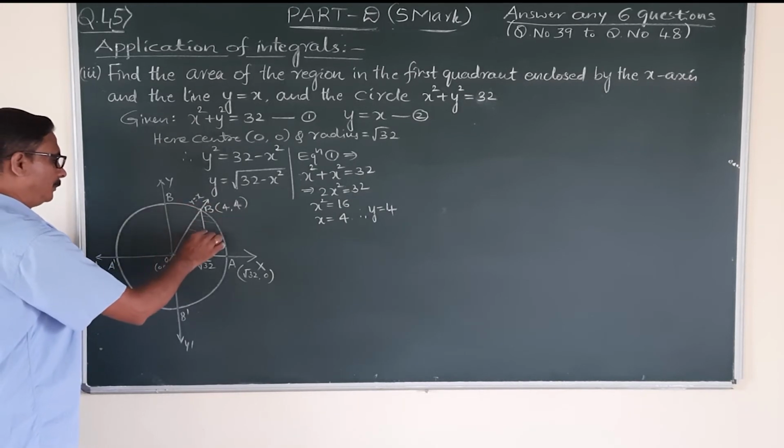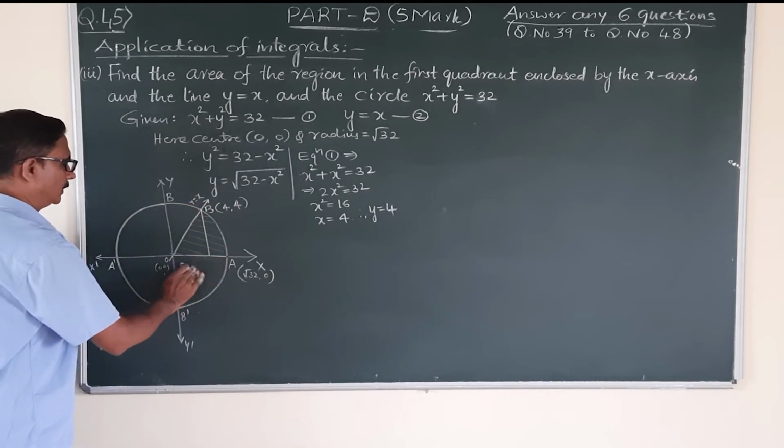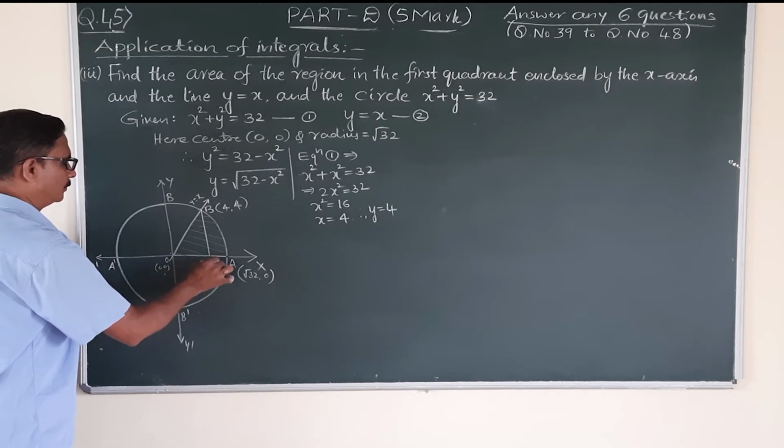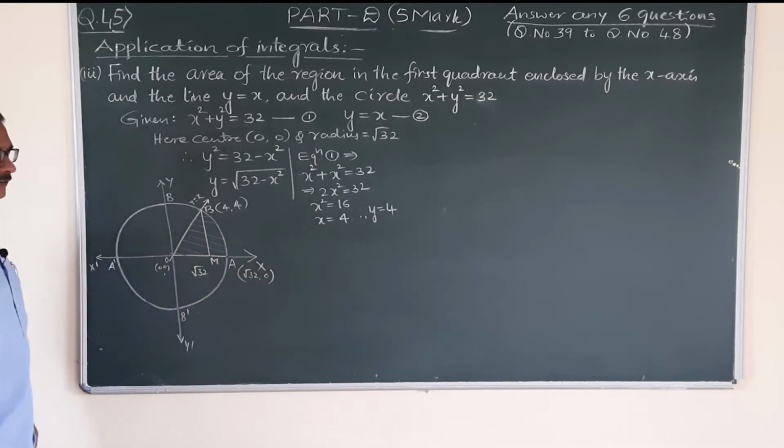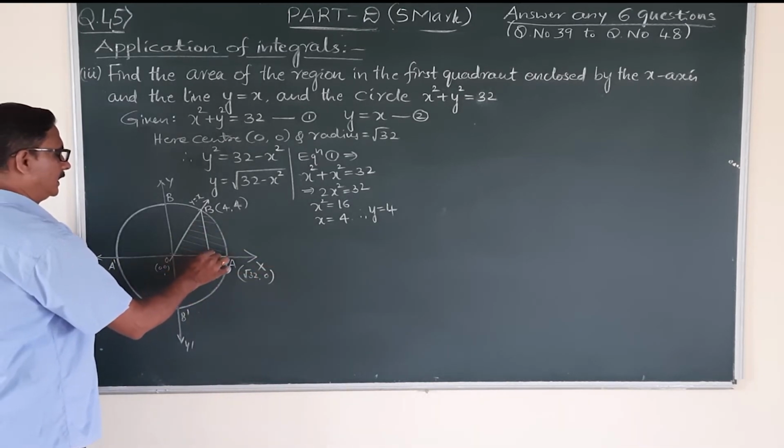Construct from the point B. Draw BM. Draw BM perpendicular to x axis. Angle M is here 90 degree.